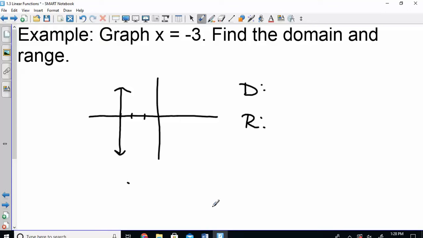Domain is the x. As I go from left to right, what x values do we hit? Isn't x greater than -3? No, the only x value we hit is -3. So we can't write that in interval notation because it's not a range of values, it's just one value. So we just stick with set notation, and you can just say x is -3.